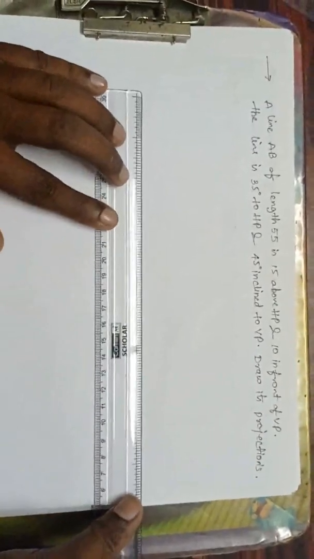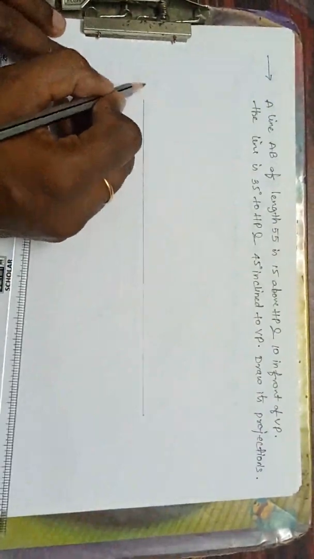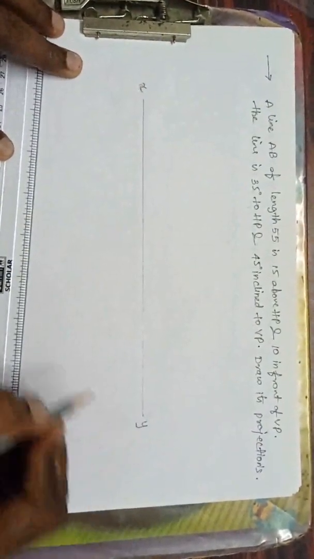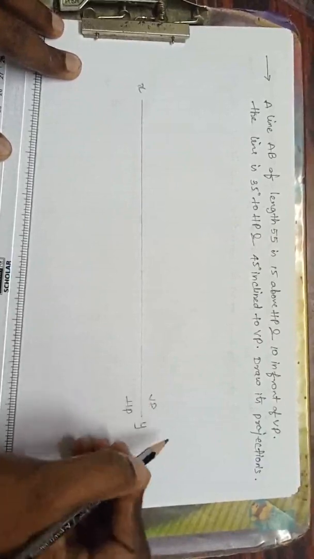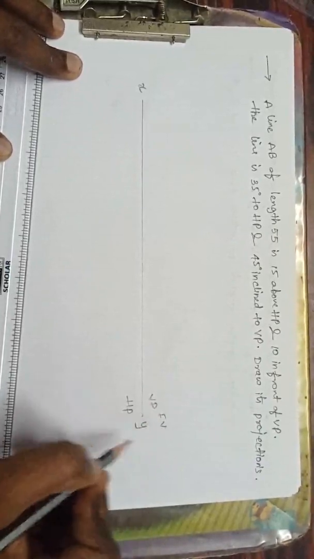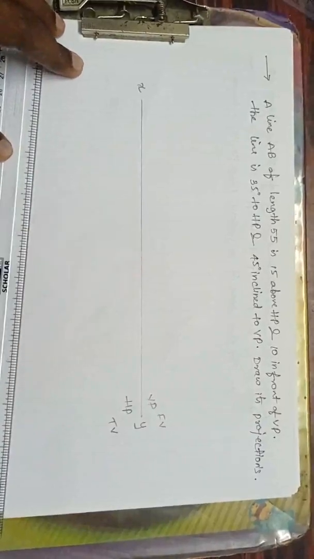Okay, now here also we have to follow the same methodology. First, what to do? First, draw the XY line like this. This is X, this is Y. Now, this is HP, this is VP. This is always the front view, this is always the top view. Done. First, what to do? Draw the gaps.